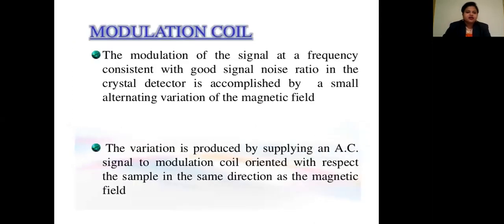Next part of the ESR spectrometer is modulation coil. The modulation of the signal at a frequency consistent with good signal to noise ratio in the crystal detector is accomplished by a small alternating variation of the magnetic field. The variation is produced by supplying an AC or alternating current signal to modulation coil oriented with respect to the sample in the same direction as the magnetic field.